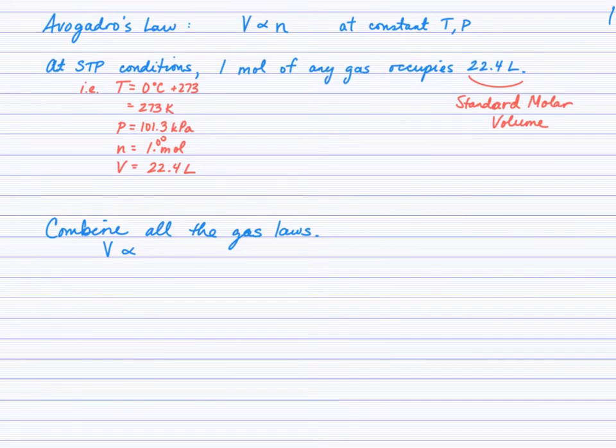So the formula that we're going to be working with mainly from today's lesson involves a combination of all the gas laws. So volume varies directly with amount, directly with temperature, that's Charles' law, and inversely with pressure. If I'm going to introduce an equal sign, then I need to introduce a constant. I'm going to use capital R for the constant because that's the letter that's given to the ideal gas law equation constant.